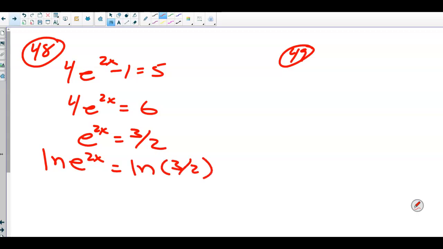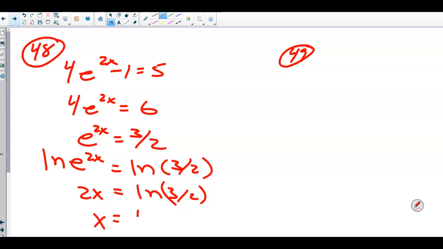Use parentheses around your 3 halves. Don't write in your calculator ln 3 over 2, because what it will do is take the natural log of 3 and divide it by 2. I don't want the natural log of 3 divided by 2. I want the natural log of 3 over 2. When you take the ln of both sides, you're left with your exponent on your E.